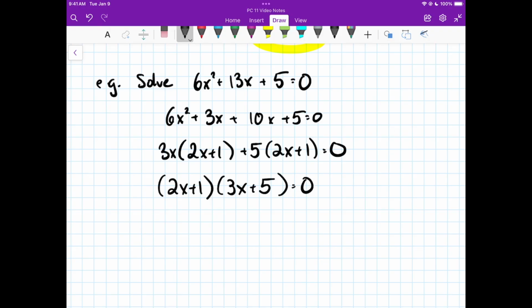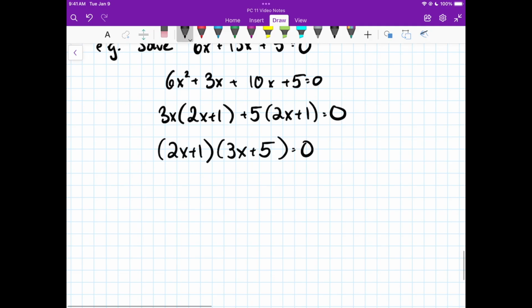And so you'll notice, really, the factoring is by far the most part of this as far as work goes. The solving part, the chapter 4 stuff versus the grade 10 stuff, really isn't that much harder. So we're going to break this up into our 2 factors. We've got 2x plus 1 equals 0 and 3x plus 5 equals 0. So we want to solve these.